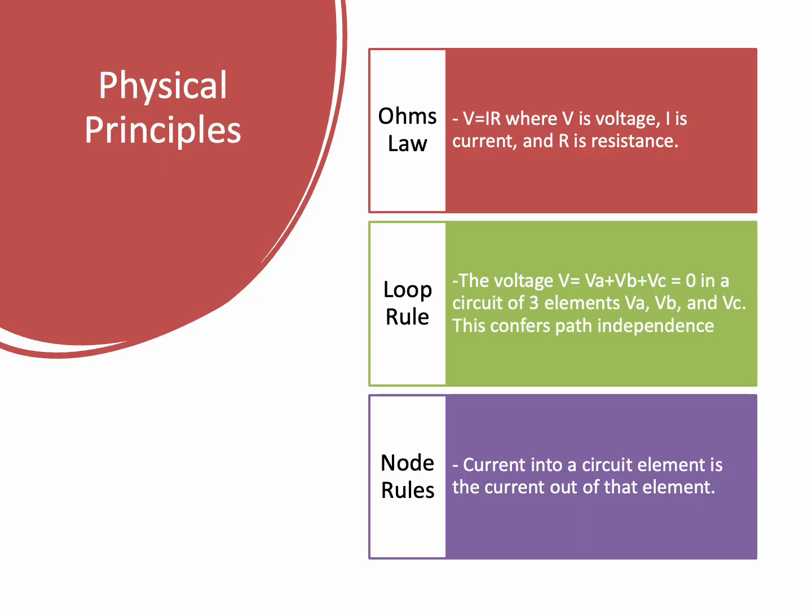To touch on those physical principles, the first one is Ohm's law, which says that the voltage is equal to the current times the resistance, where V is voltage, I is current, R is resistance. Then we have the loop rule, which says that the voltage in any circuit element is the sum of the independent voltages in each part of the circuit. In the real world, this will always add up to zero because the voltage is conserved throughout, and this is the basis for path independence. Lastly is the node rule, which says that the current into any circuit element is the current out of the element.